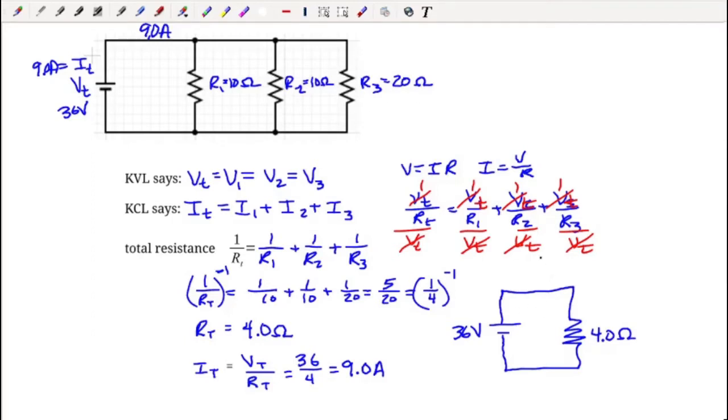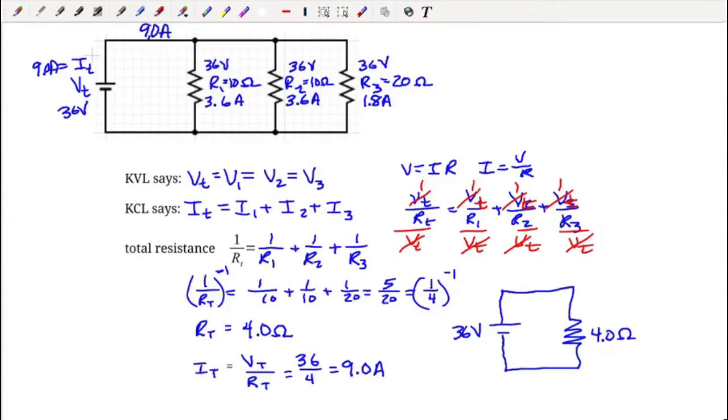So in the case of each resistor, we can use the total voltage. We actually know if we start out with 36 volts, we have to use them up no matter which path we take. So this is also going to be 36 volts. It's also going to be 36 volts. Also going to be 36 volts. So to find the current at each place, we just take the voltage divided by the resistance. So 36 divided by 10 is 3.6 amps. 36 over 10, 3.6 amps. And 36 over 20 is 1.8 amps. And if you add these all together, you should get back your 9.0 amps total that you started with.